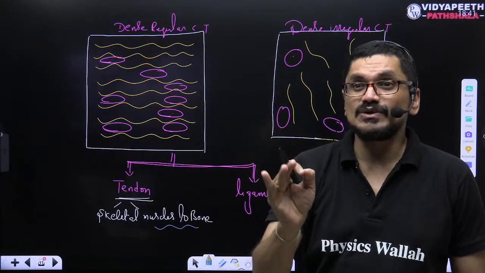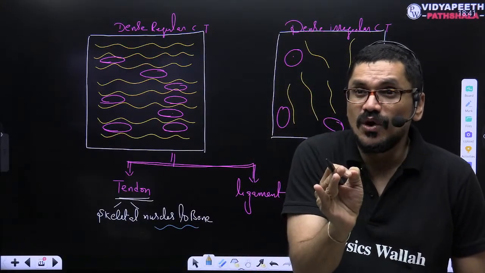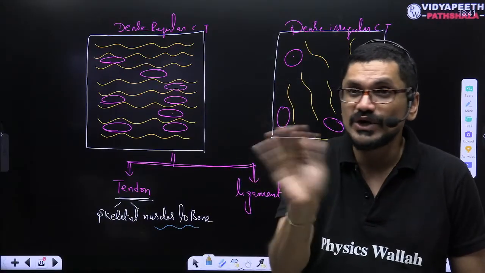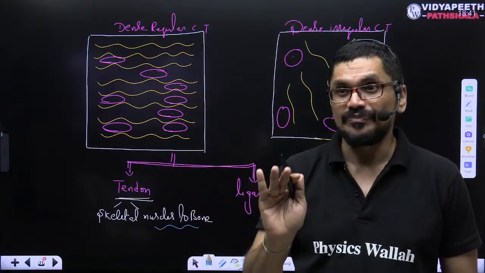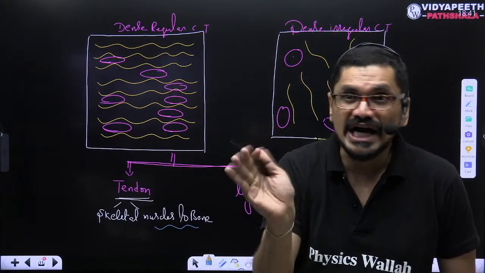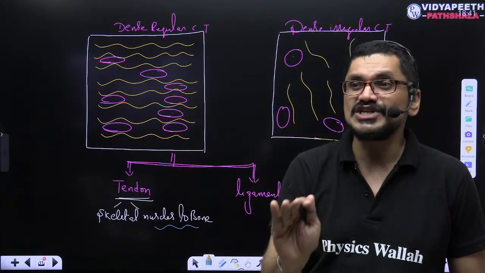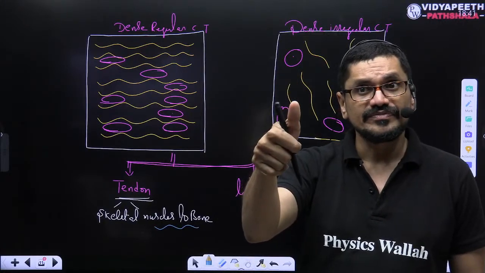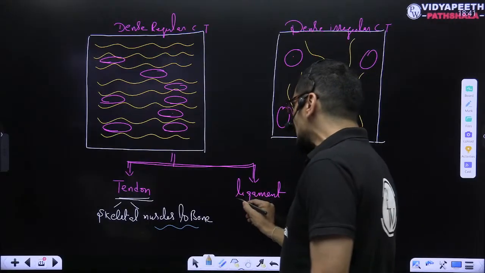Tendon is a structure which connects skeletal muscle to bone. Why? Because a muscle may be a smooth muscle also, but tendon is not going to connect smooth muscle to bone. Tendon is not going to connect cardiac muscle to bone. Tendon is a structure which connects skeletal muscle to bone. Am I clear to all? Sir. Okay, good. And now what is ligament?